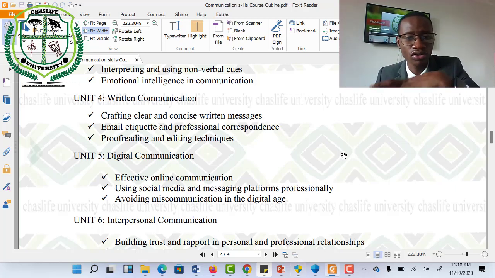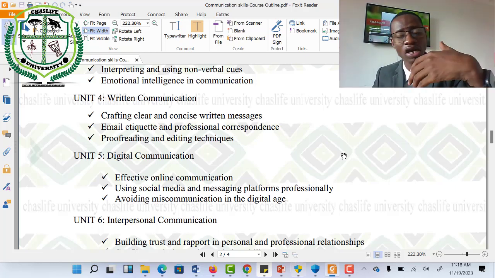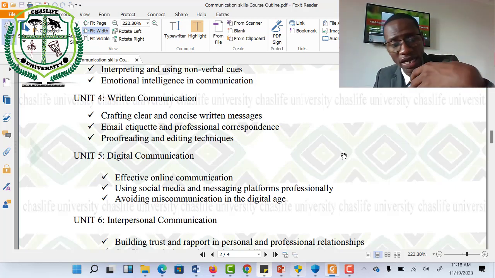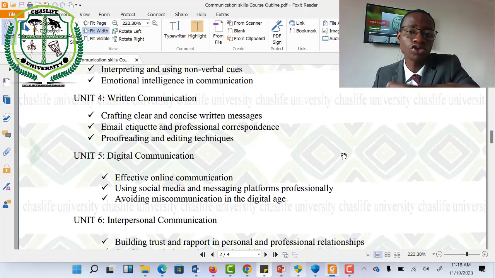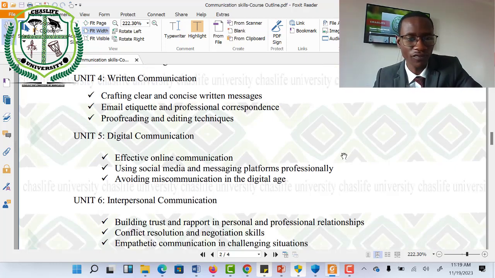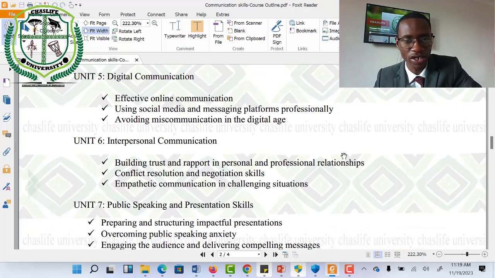Under part A, we're going to look at effective online communication. How do you effectively communicate online using social media messaging platforms professionally? How can you use these tools to enhance your professional standing as an individual for growth? Then thirdly, under this unit 5, we're going to avoid miscommunication in the digital age. Okay, how do you avoid miscommunication in the digital age?